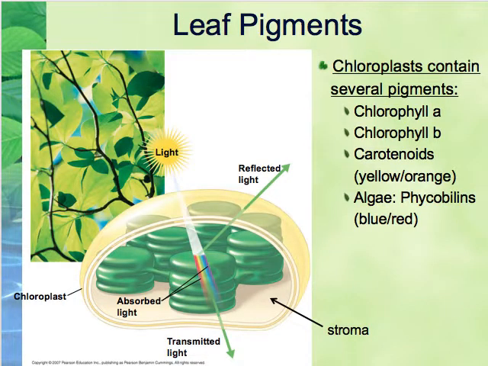Chloroplasts contain several pigments. They are not just green. The green pigments are there, but there are other colors as well. So chlorophyll A and chlorophyll B are very important. But then we have the yellow and orange pigments that are called carotenoids. In some photosynthetic organisms, besides the plants, such as the algae, we find another class of pigments called the phycobilins, and these are blue or red.